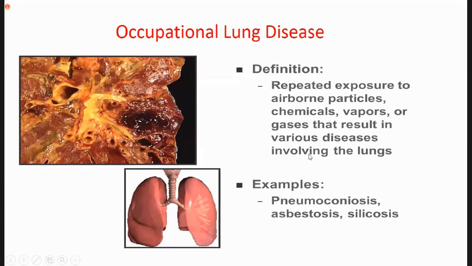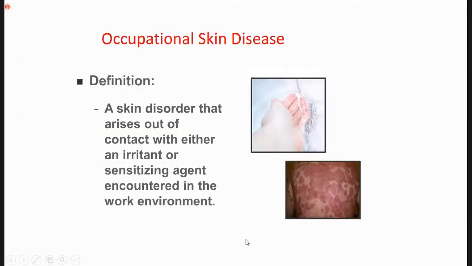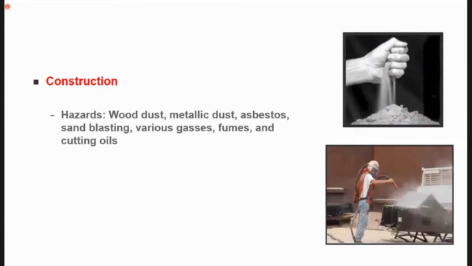So occupational lung disease, how do we define it? Repeated exposure to airborne particles, chemicals, vapors, or gases that results in various diseases involving lungs, pneumoconiosis, asbestosis, and silicosis. Just re-emphasis so that you can remember what are various occupational lung diseases. Occupational skin diseases, we have just gone through it.